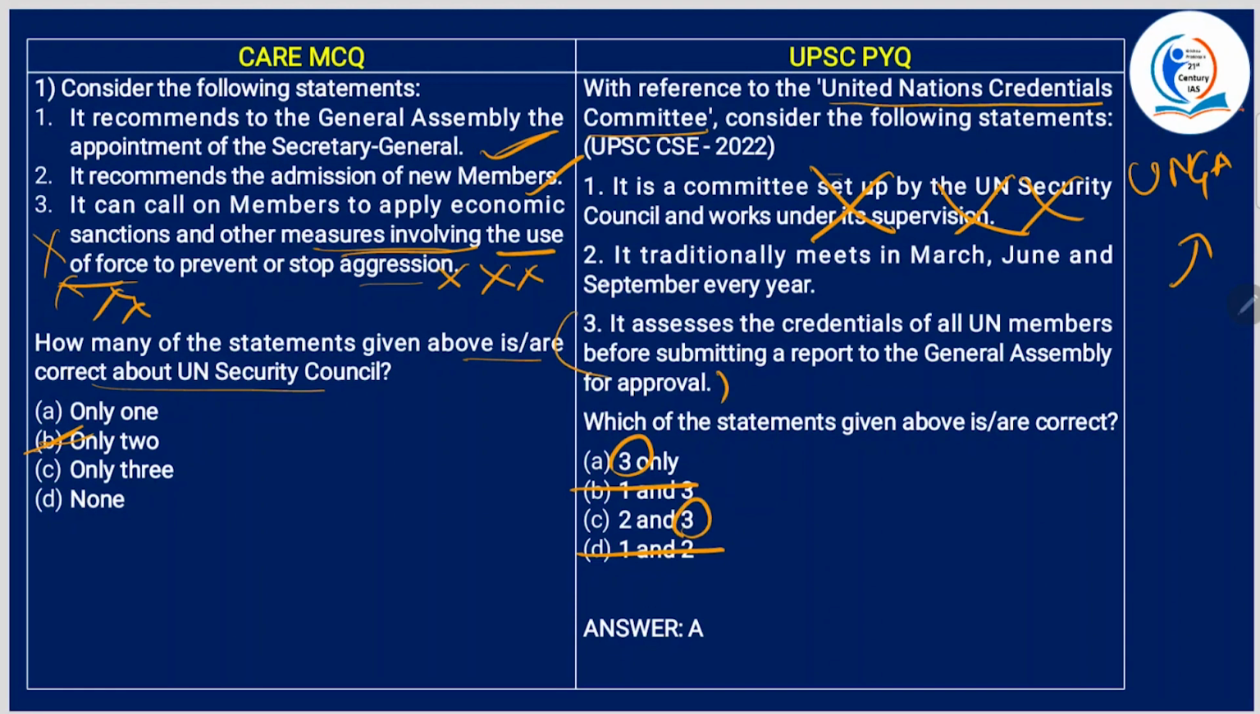Now go to the second statement. It traditionally meets in March, June and September every year. No, it will meet in the month of November with the report to be given to UNGA in December. Okay, so this is wrong. So A is the correct answer.